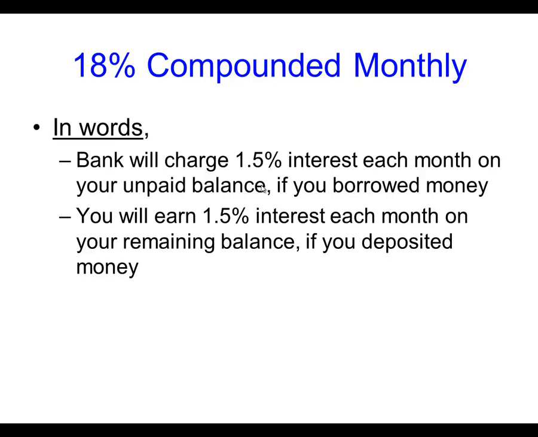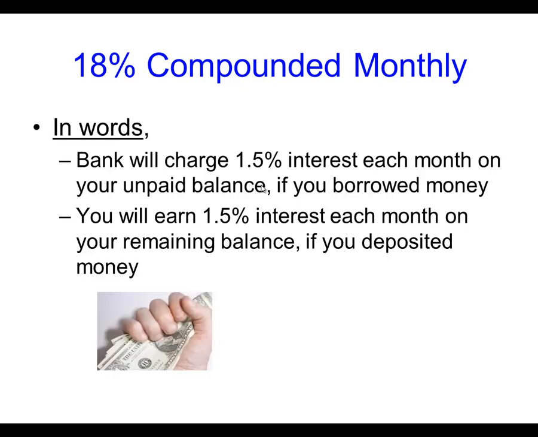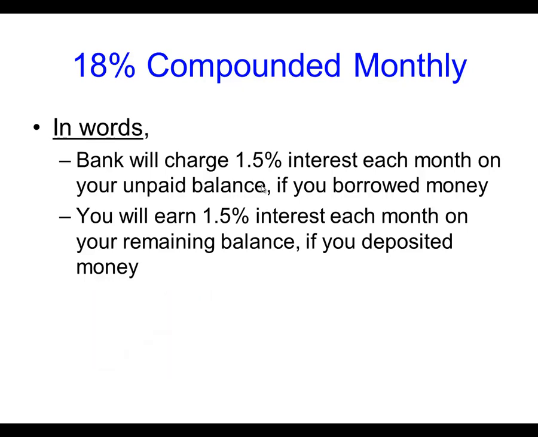We can also translate that into a different language, which is the investment and borrowing. So if you borrowed money from a bank, the bank will charge you 1.5% interest each month on your unpaid balance. Now, if you deposited that into an investment account, then you will earn 1.5% interest each month on your remaining balance.